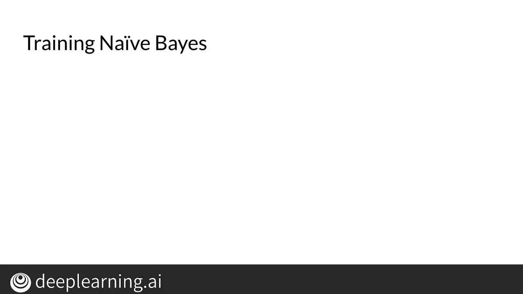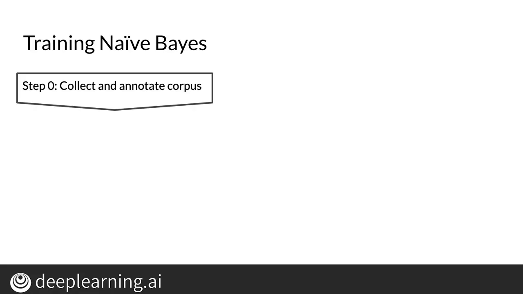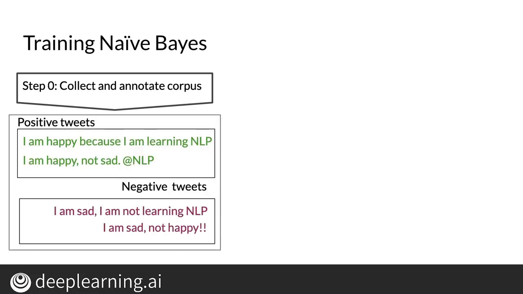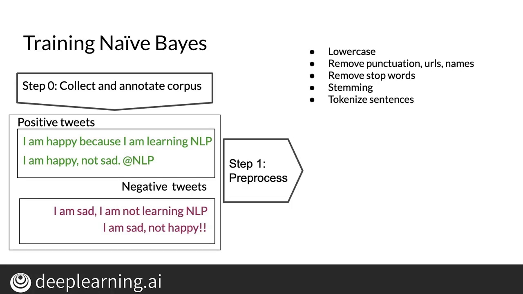The first step for any supervised machine learning project is to gather the data to train and test your model. For sentiment analysis of tweets, this step involves getting a corpus of tweets and dividing it into two groups, positive and negative tweets. The next step is fundamental to your model's success.